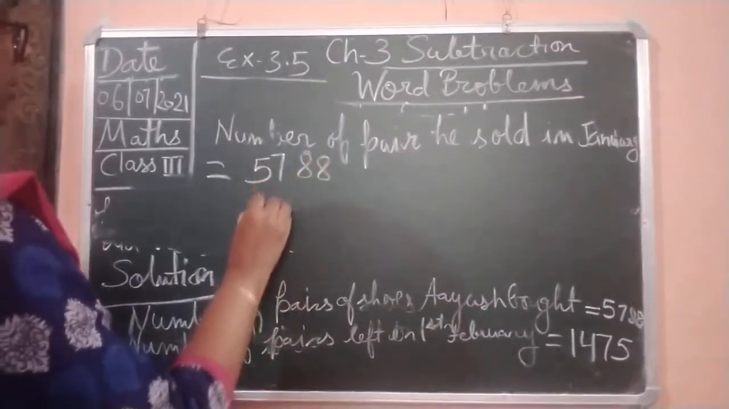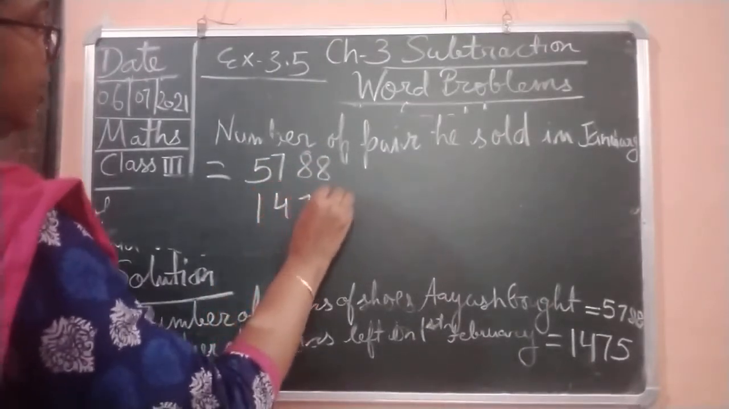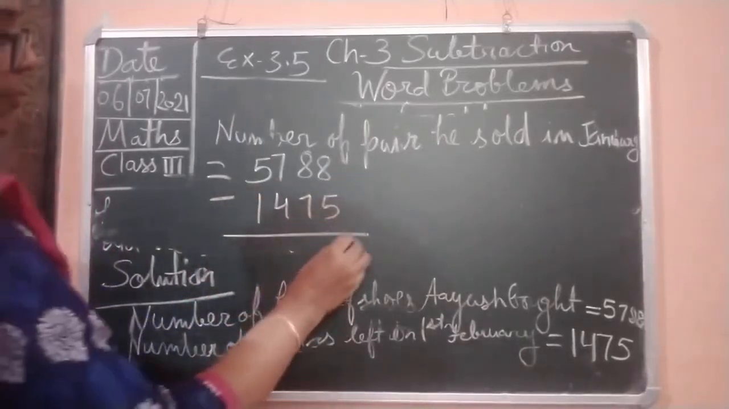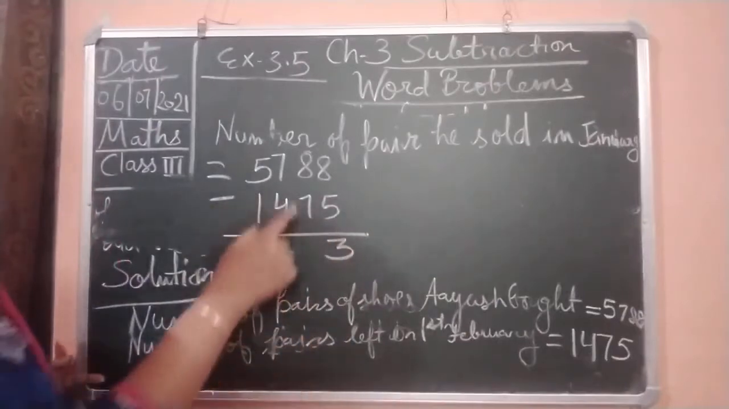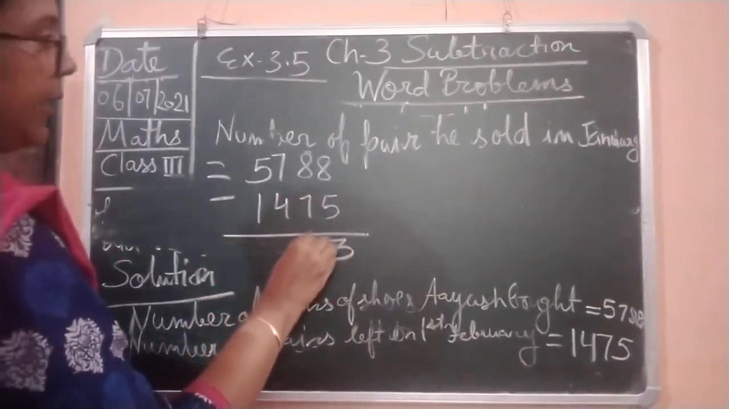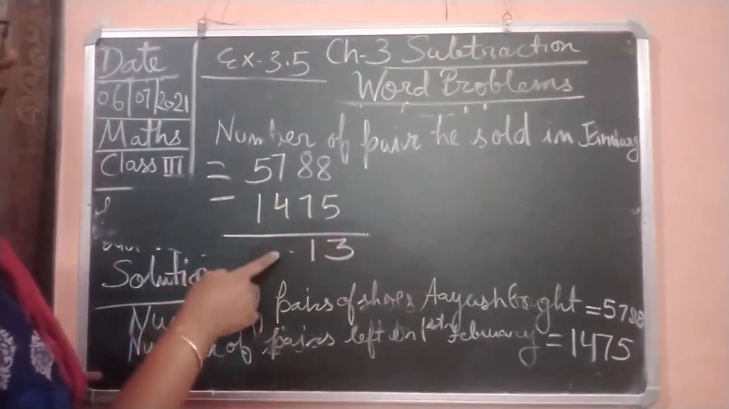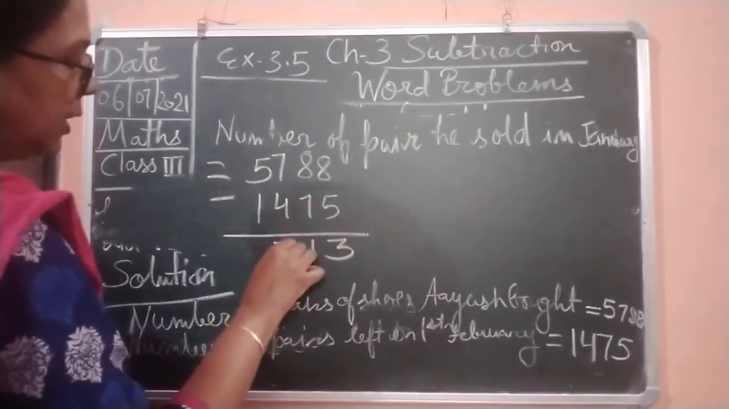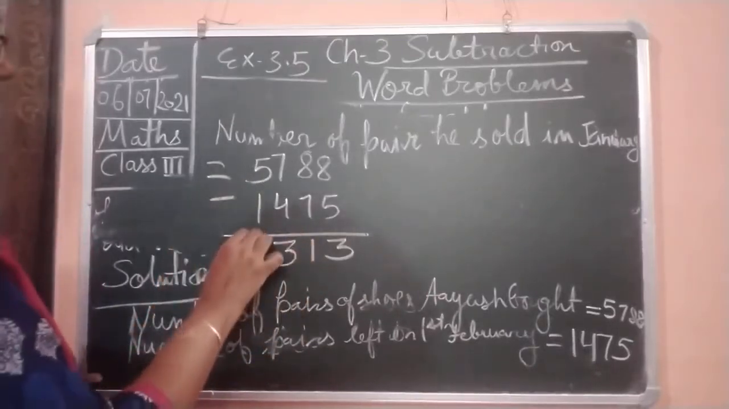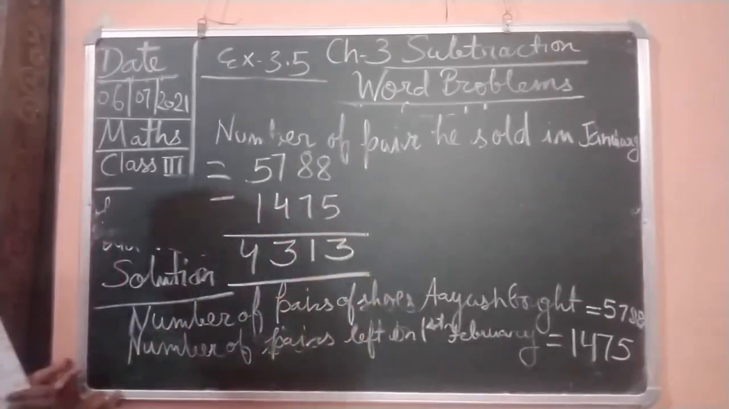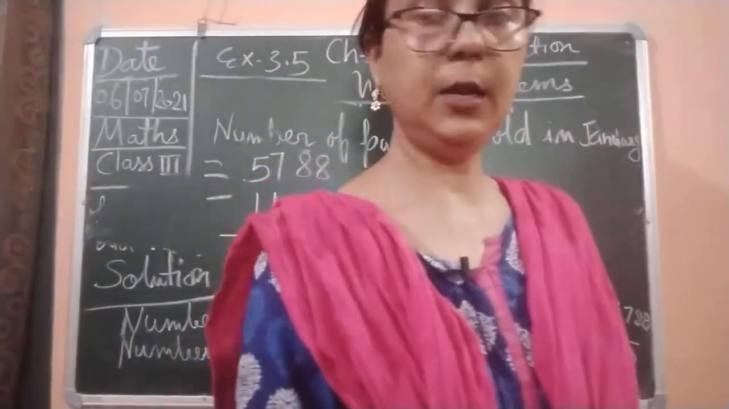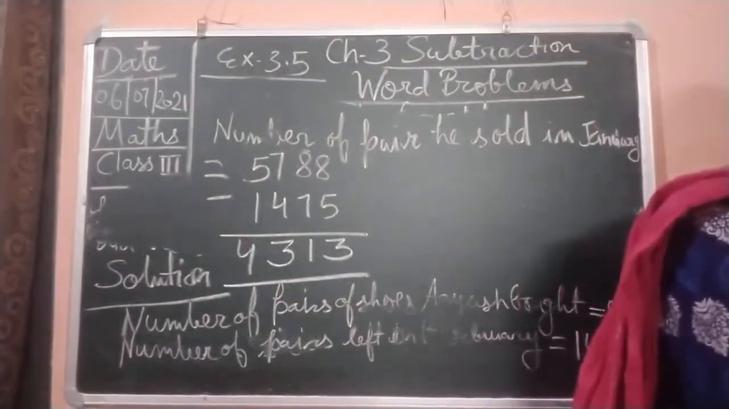5788 minus 1475. Okay, we will subtract first. 8 minus 5 we will get 3. Okay, 8 minus 7 we will get 1. Okay, now here you can see 7 minus 4 we will get 3. 5 minus 1 we will get 4. So the answer is 4313. Okay children, so write down the answer also.